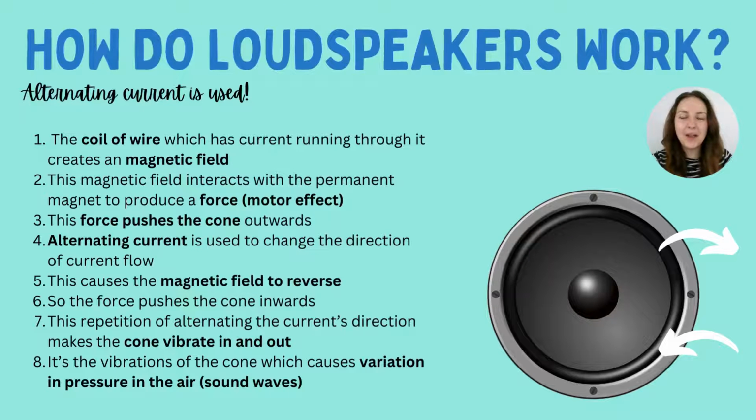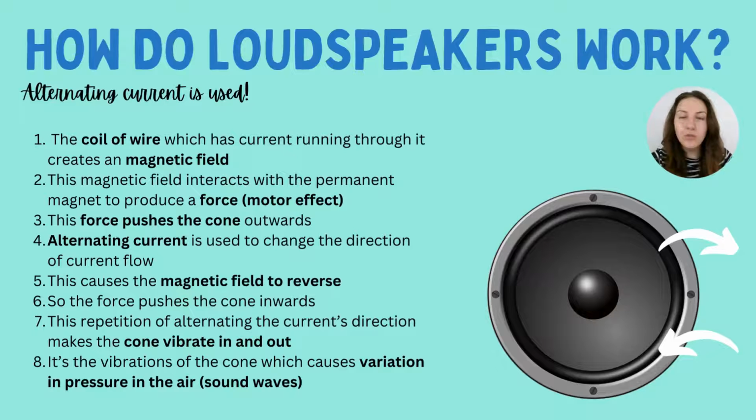Okay, so let's talk about how loudspeakers work in a bit more detail, especially what they really want you to know for the exam in the level of detail. So the first thing that happens is the coil of wire has a current running through it, and this creates that magnetic field. Okay, we know this already. After that, this magnetic field interacts with the permanent magnet inside the device, and it produces a force known as the motor effect. So these are all ideas we've previously discussed.